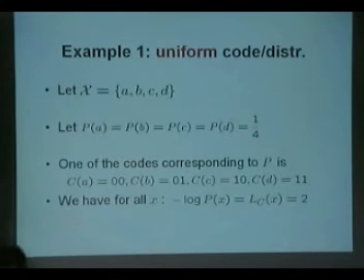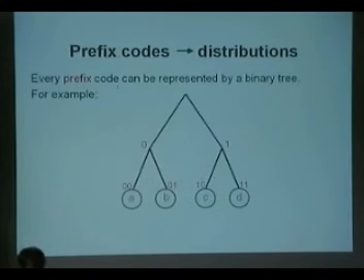Now let's look at a slightly different example. It will be convenient to think of codes in terms of binary trees. For the time being, I'm going to restrict myself to prefix codes. These are codes such that every code word, so it's a mapping of some outcome to a binary sequence, if it's a code word, then no other code word can be a prefix of it.